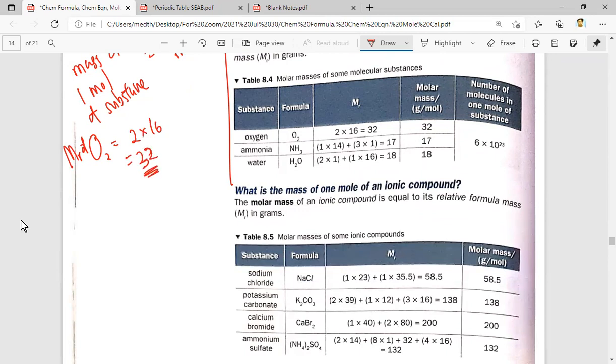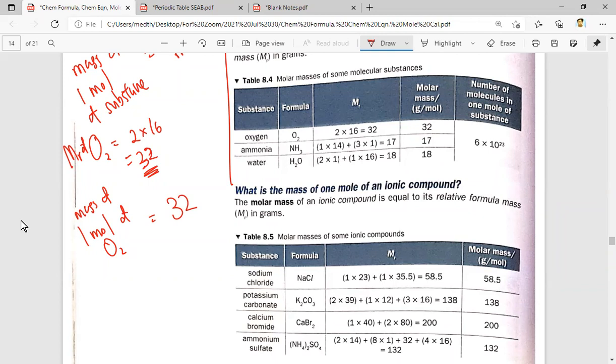What does this 32 mean? This 32 actually means that 1 mole of oxygen, 1 mole of O2, has a mass equal to 32. I say again, when you say MR of O2 is 32, you're actually trying to say that the mass of 1 mole of O2 is 32.